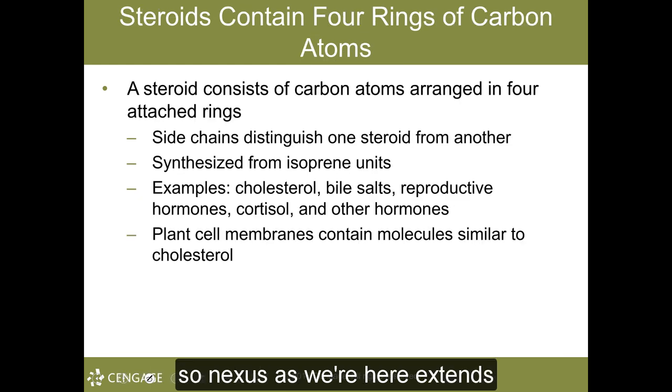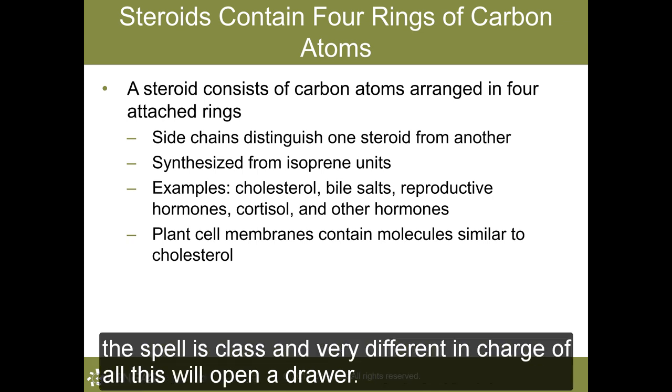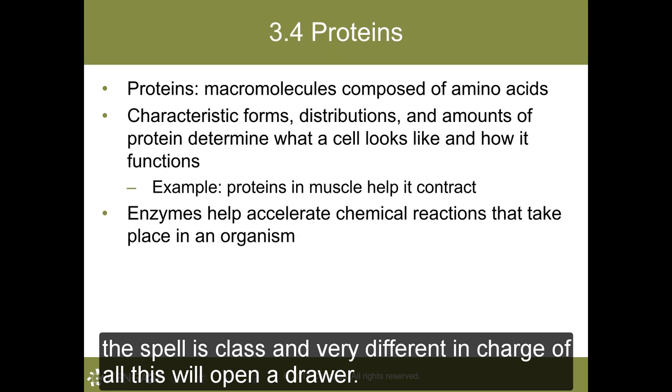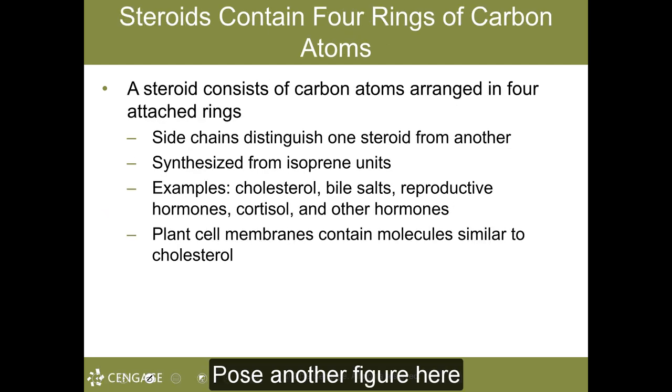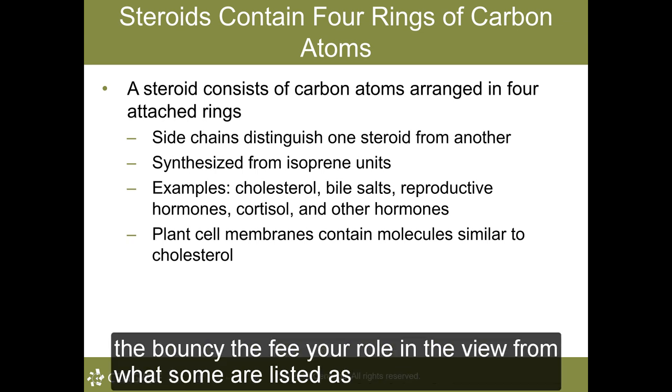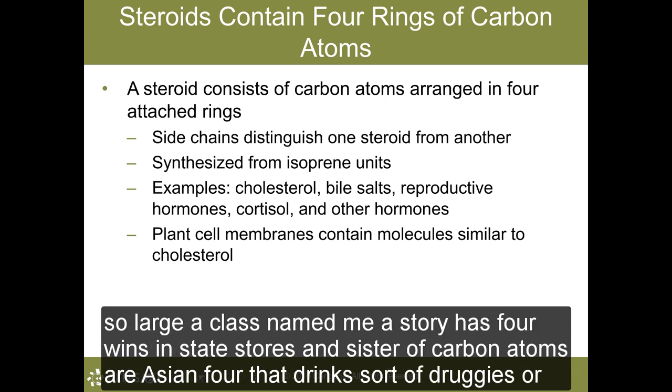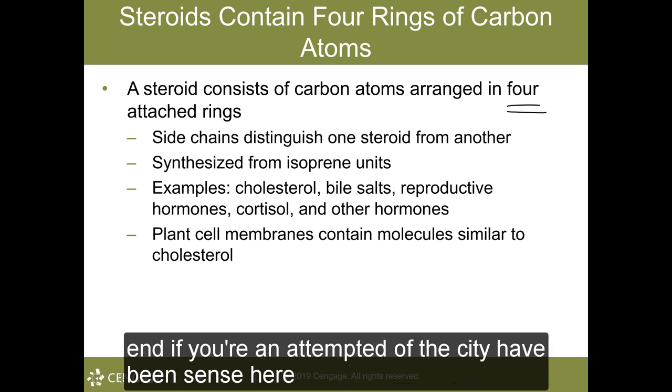So next, we're here at steroids. The steroids are very different in structure. I'll kind of draw it a bit. I was thinking of a figure here, and I don't see the figure that I would like to give you other than what's in my brain. So let's begin. Typically, a steroid has four rings. As it states, steroids consist of carbon atoms arranged in four attached rings. So I'll give you an attempt to draw these.